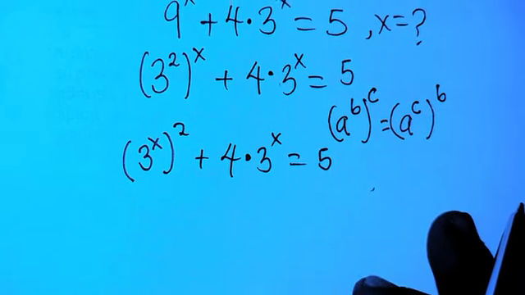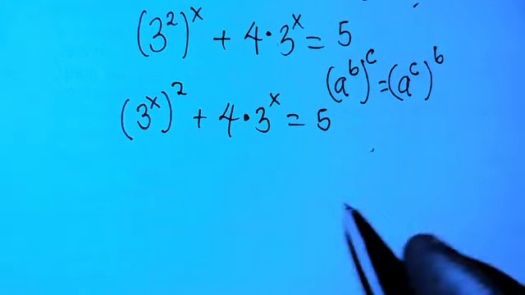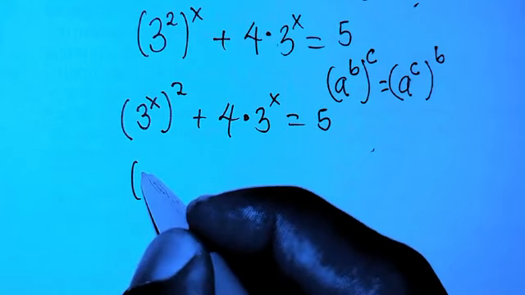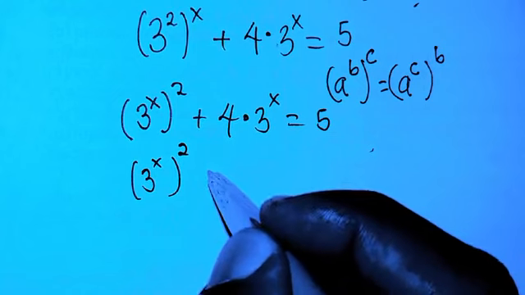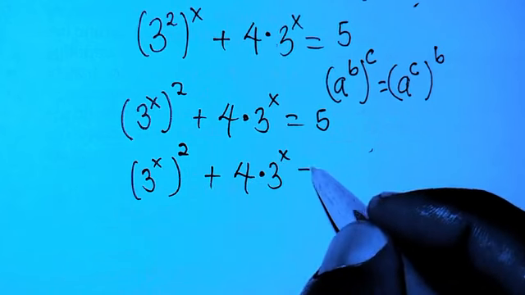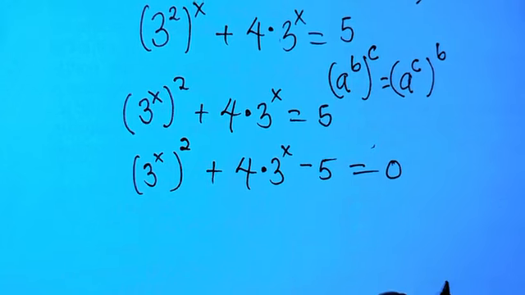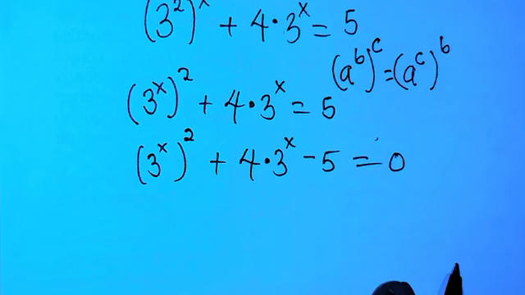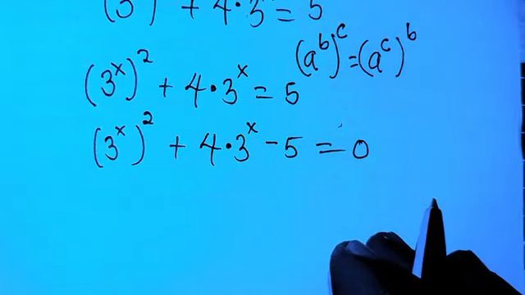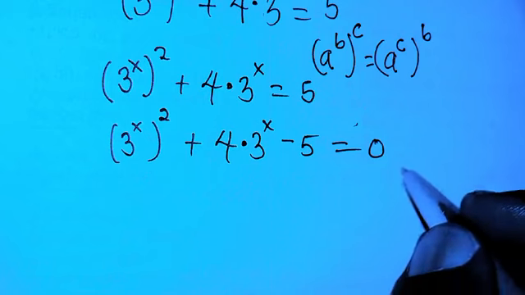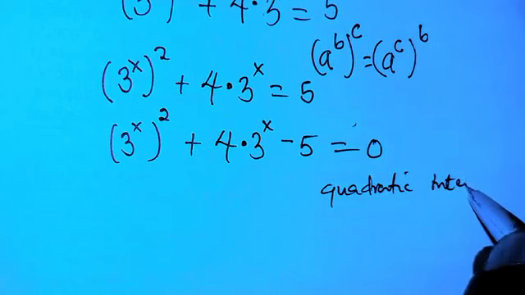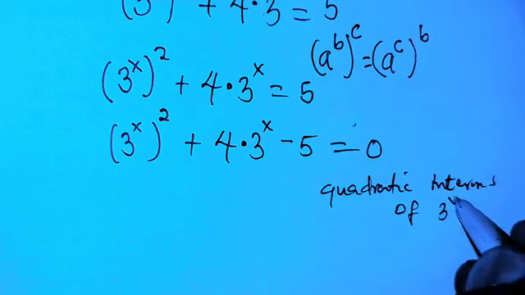Now from here, I'm not going to be doing the replacement. What I'm going to do is have 3 to the power x, then to the power of 2, plus 4 multiplied by 3 to the power of x, then take 5 inside, we have 0. Now you can see we have a quadratic equation in terms of 3 to the power x.